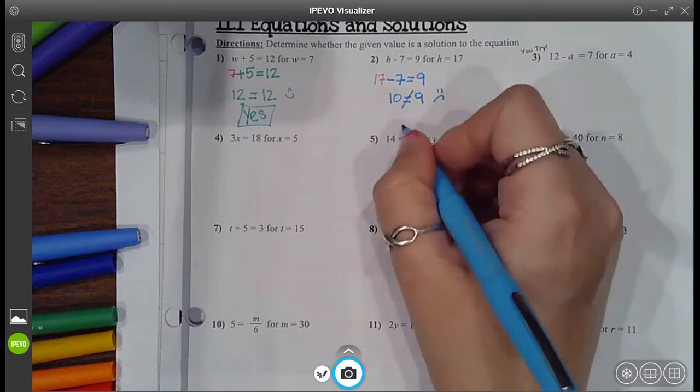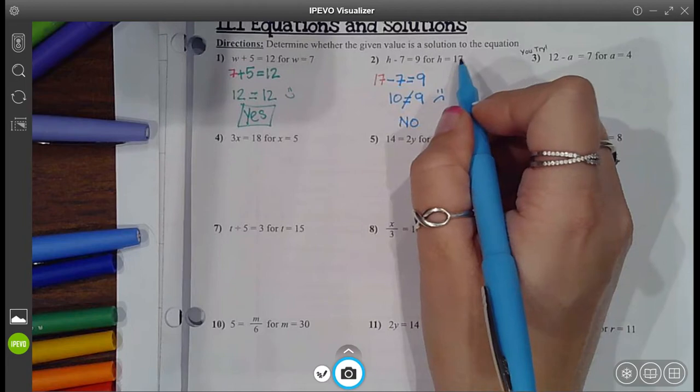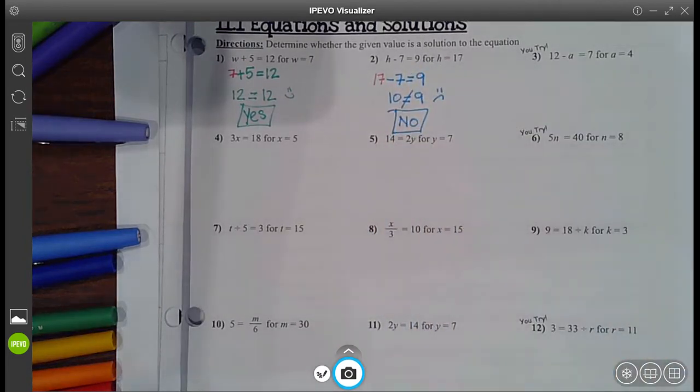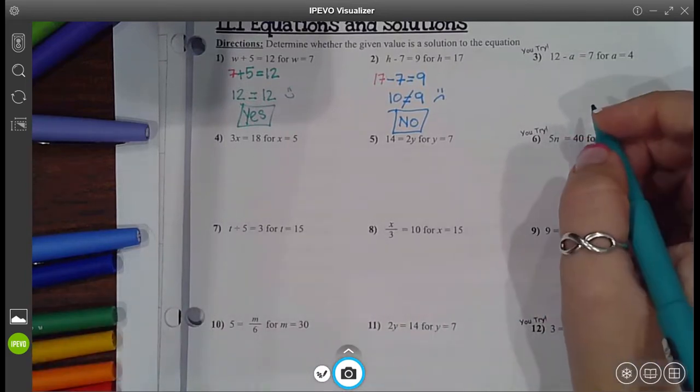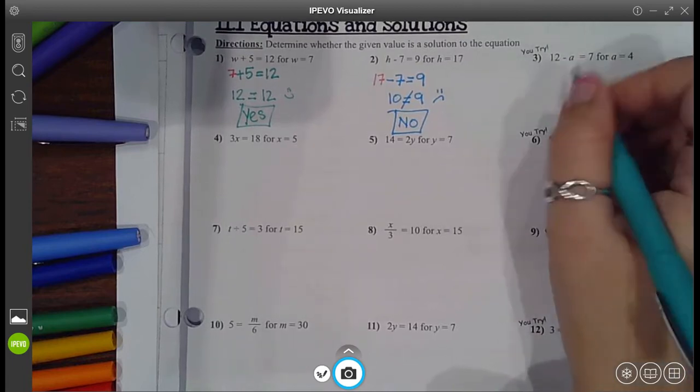Okay, an untrue statement means no. You did not get the answer right. H equals 17 is not a solution to this particular equation. Okay. You go ahead and you try 3. Pause the video. Okay, now you unpaused it and you're back with us.